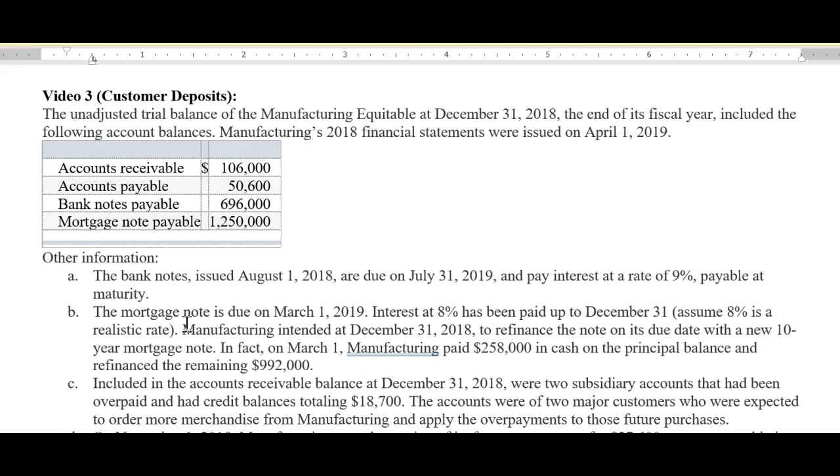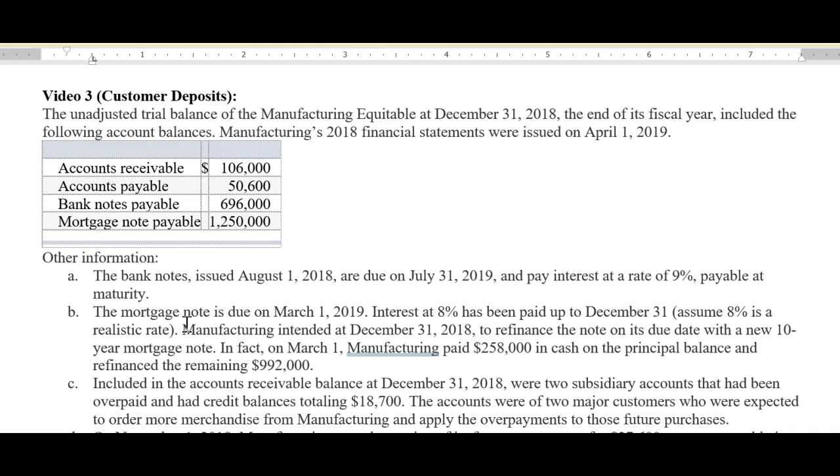Let's look at one more example of current liabilities. The unadjusted trial balance of Manufacturing at December 31st, 2018, the end of its fiscal year, included the following account balances. Manufacturing's 2018 financial statements were issued on April 1st, 2019. So again, these balances are as of December 31st, 2018.